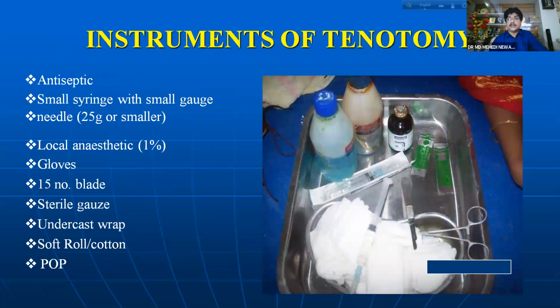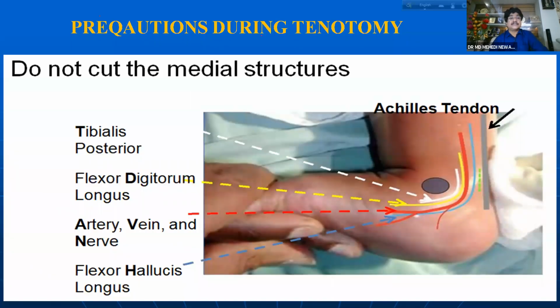Instruments, you already know: antiseptic, scalpel blade size 15 or 11, local anesthetic, soft roll, plaster of Paris, and so on. But you must remember that before tenotomy, the medial structures, that is, the artery, vein, and nerves on the medial side, and tibialis posterior, flexor digitorum longus, and flexor hallucis longus on the medial side.